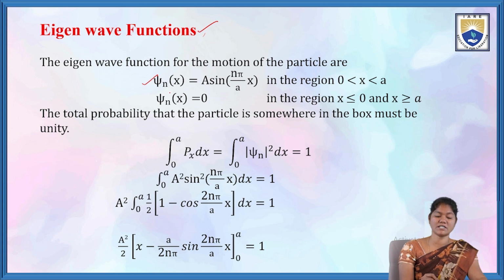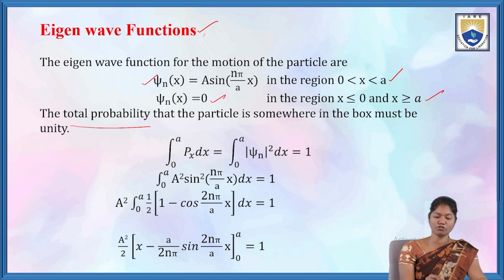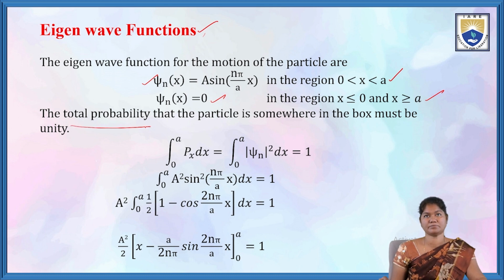So we got psi n of x is equal to A sine(n pi x by a) in the case of 0 is less than x less than a. Psi n of x is equal to 0 in the region x is less than or equal to 0 and x is greater than or equal to a. So the total probability that the particle is somewhere in the box must be unity.